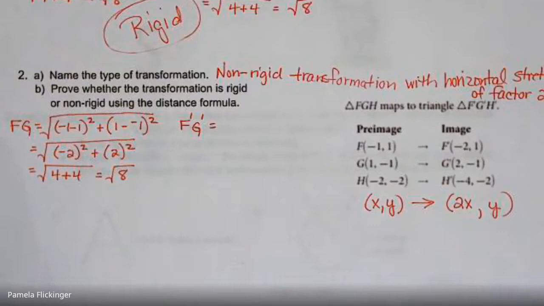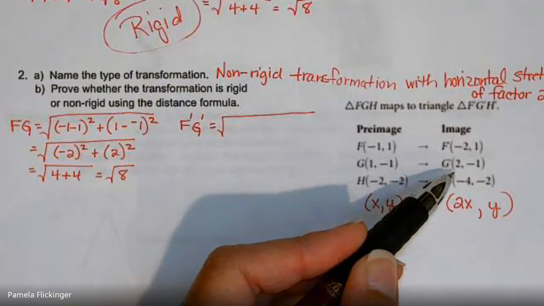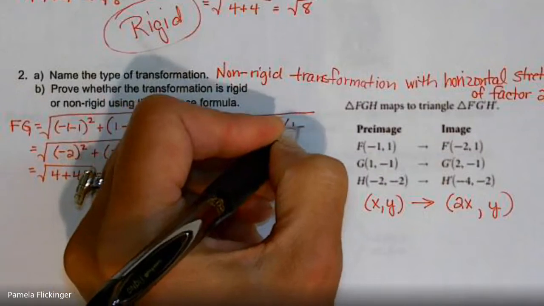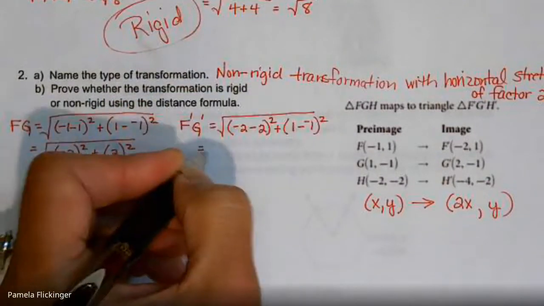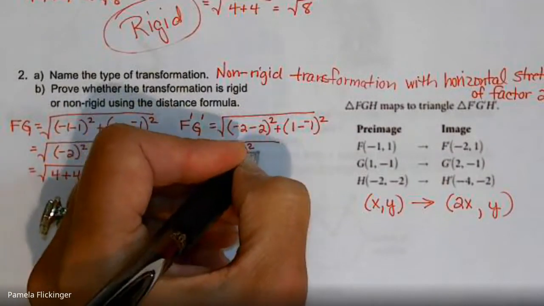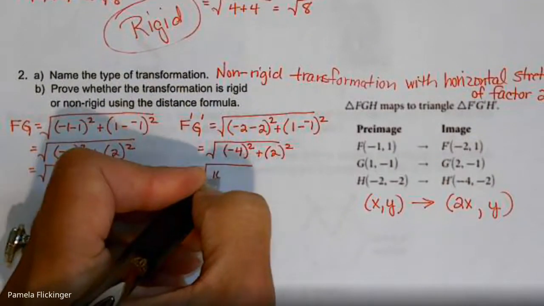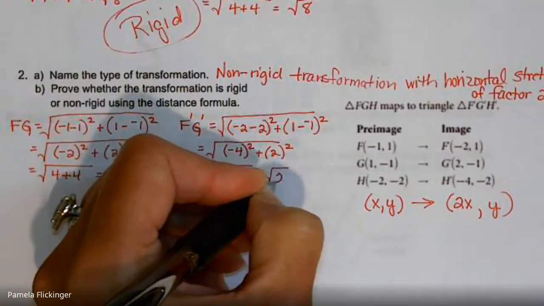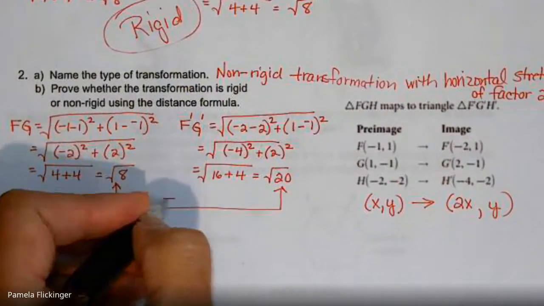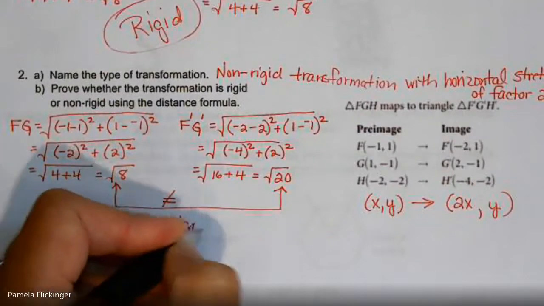All right, let's do the primes. So we'll subtract the 2 x coordinates. So I've got -2 minus 2, and I'll square that, and then 1 minus a -1. So in the front, we have a -4 we're going to square, and then a +2 to square. So now we've got 16 plus 4, so we'll have the square root of 20. But again, these are not equal. So this is non-rigid.